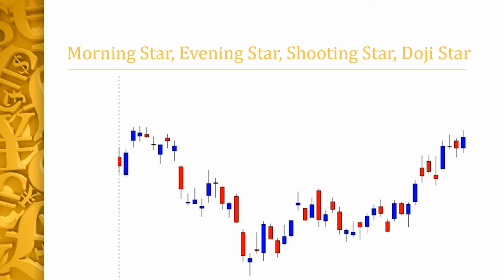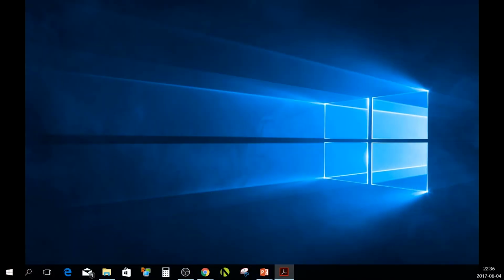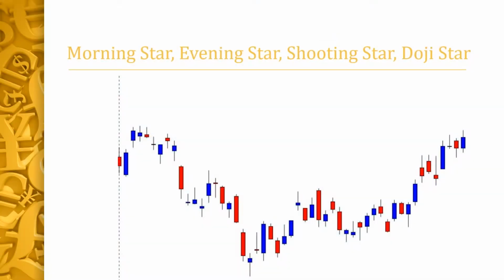So I will show you that also in the chart in the next slide, and we're going to be talking about the morning star, the evening star, shooting star, and Doji stars, and how to use them in your daily trading, and why they are good to spot on the chart. As you see in the chart here, I chose a chart that shows a lot of them.